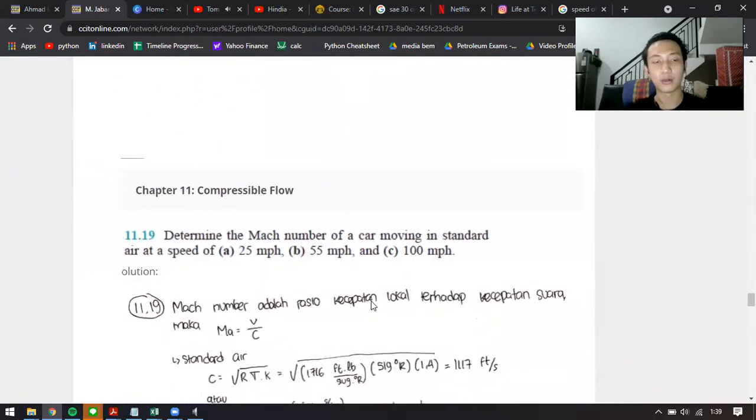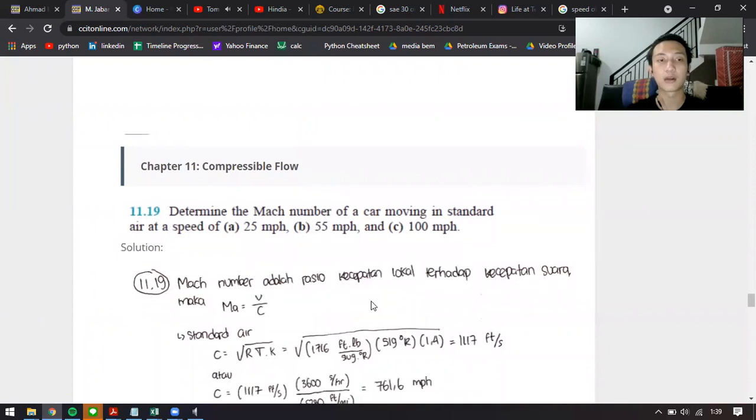Next, we jump to the last chapter of our study in fluid mechanics. In chapter 11, we are learning about compressible flow. In this chapter, I will talk about problem number 11.19. The problem is: determine the Mach number of a car moving in standard air at a speed of A, 25 miles per hour, B, 55 miles per hour, and C, 100 miles per hour.